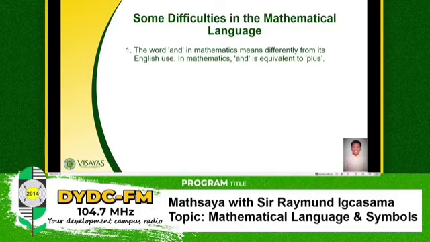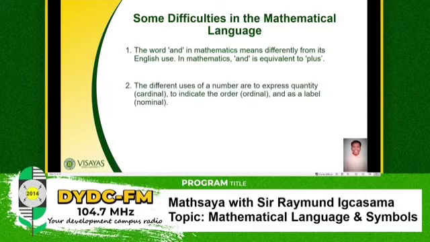Number one is that the word "and" in mathematics means differently from its English use. In mathematics, "and" is equivalent to plus. The different uses of a number are to express quantity or cardinality, to indicate order or ordinal, and as a label or nominal.